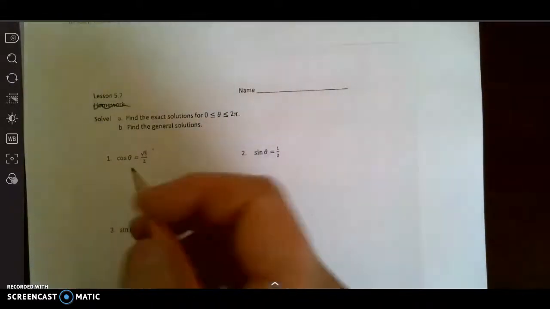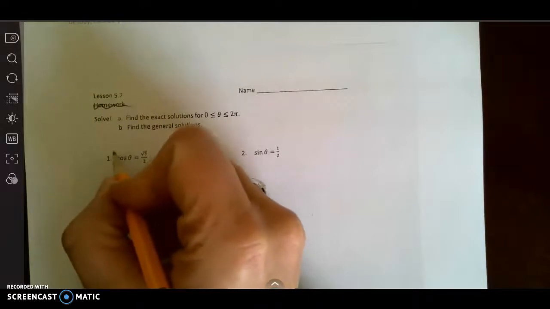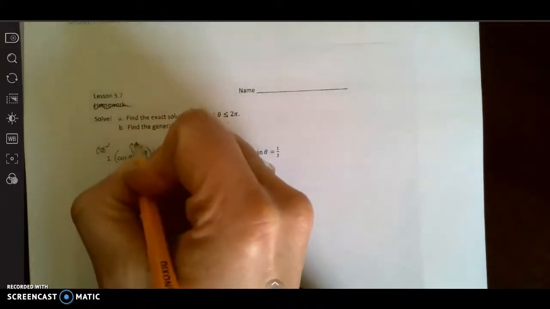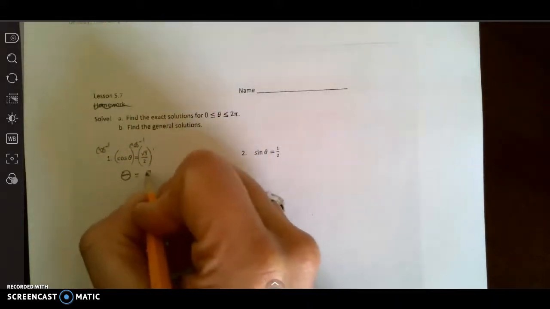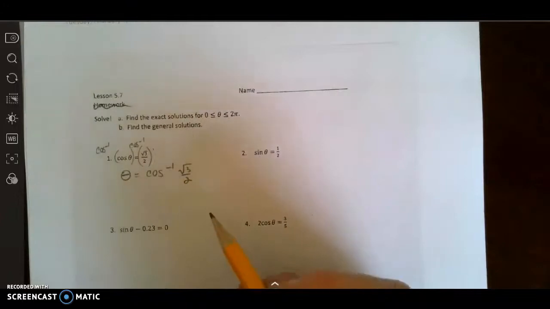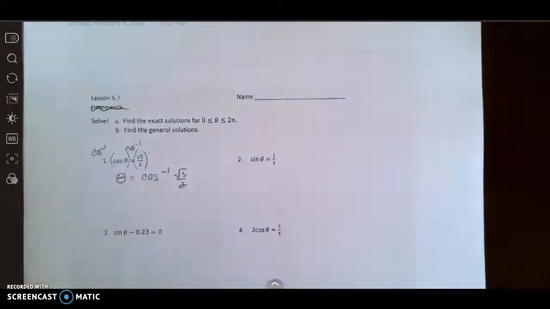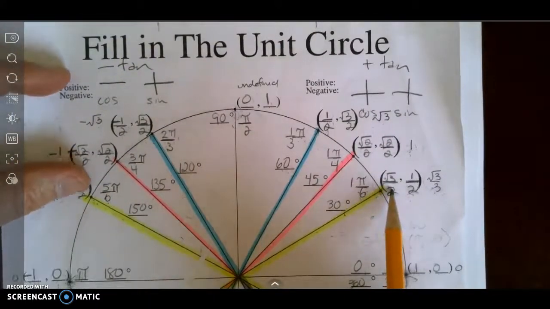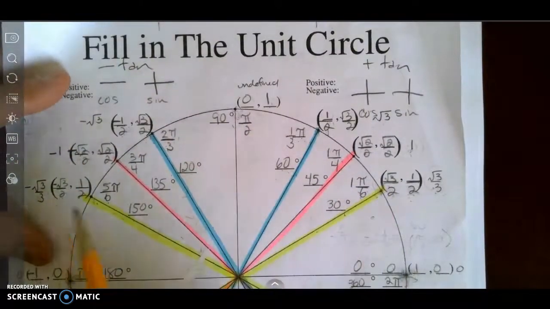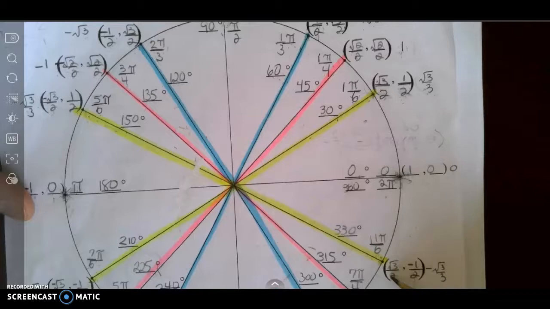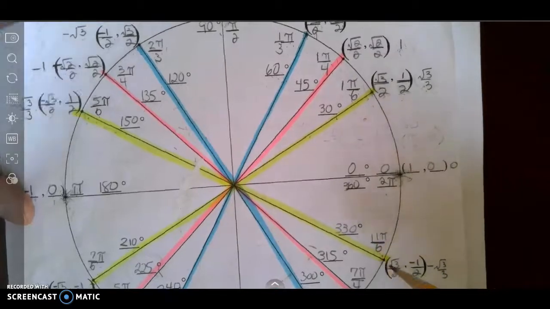Cosine of theta is the square root of 3 over 2. I'm going to take the inverse of each side. And I get that theta is the inverse cosine of the square root of 3 over 2, which means I want to know where my x-coordinate is square root of 3 over 2. So I'm going to go to my unit circle. The x-coordinate is square root of 3 over 2 right here at pi over 6. It's negative there. I want to stay on the right side, so the other place it's going to be square root of 3 over 2 is at 11 pi over 6. So at pi over 6 and 11 pi over 6.